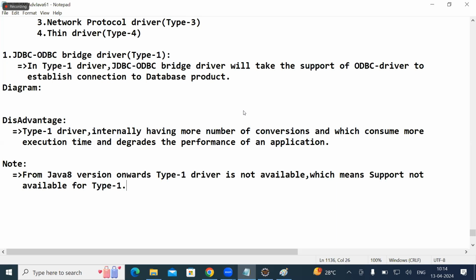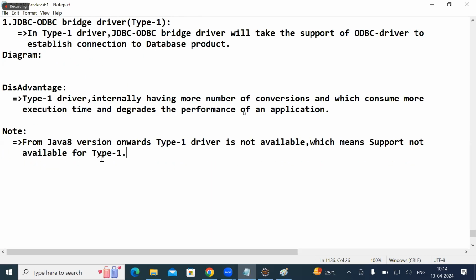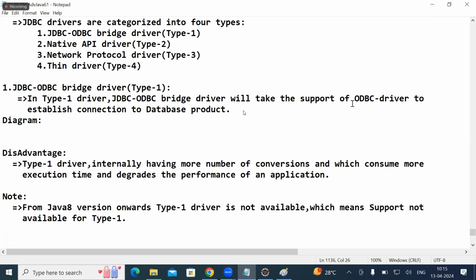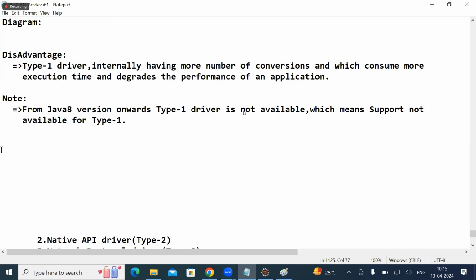But whenever you want to learn Spring JDBC, you must have the basics. For that we are giving training on JDBC. But this driver support is already removed from your JDK. Type 1 driver is officially not available from Java 8 version onwards. Here I used one term known as ODBC, right? That is an FAQ. If anybody asks, define ODBC driver.